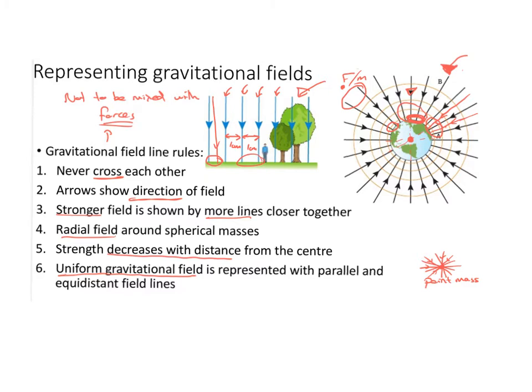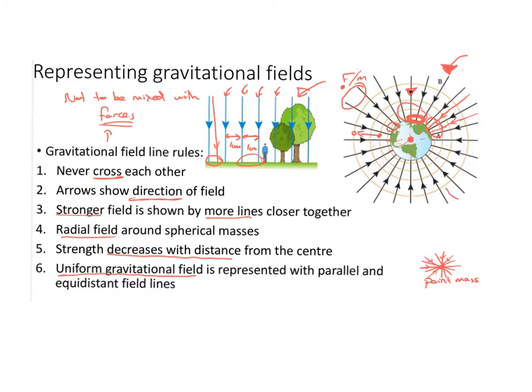So spherical objects have radial fields around them, which is not uniform. So if you move from one point to another, from let's say here to here, then you don't have the same gravitational field strength.